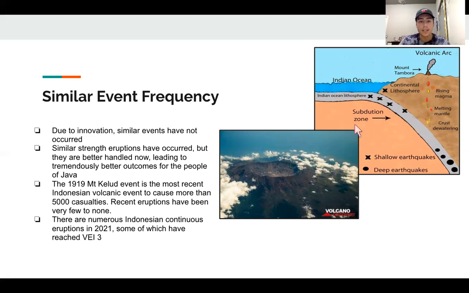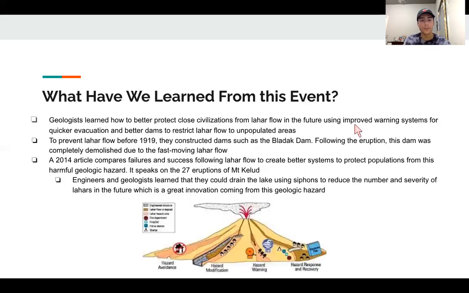The 1919 Mount Kelud event is the most recent Indonesian volcanic event to cause more than 5,000 casualties, as I said before. So recent eruptions have had very few to none. And Indonesia is always having eruptions, but usually they're not talked about because they're not too impactful. And there's numerous Indonesian eruptions even in 2021 that have been a VEI of 3, but they haven't had the same impact. So what have we learned from the event?